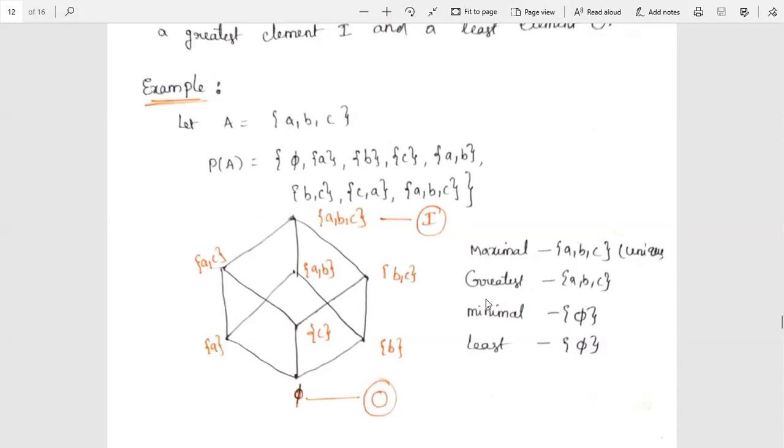So the unique minimal element is equal to the least element.